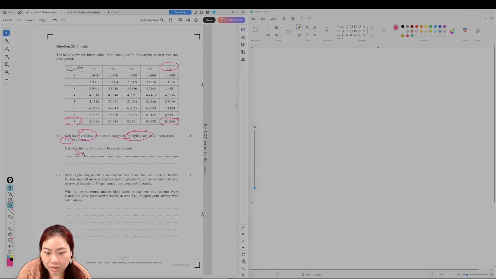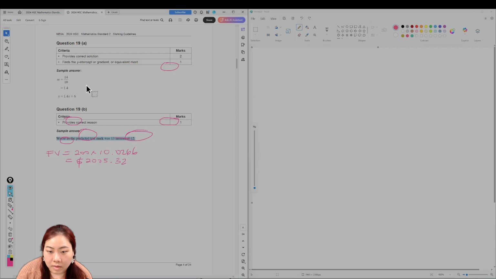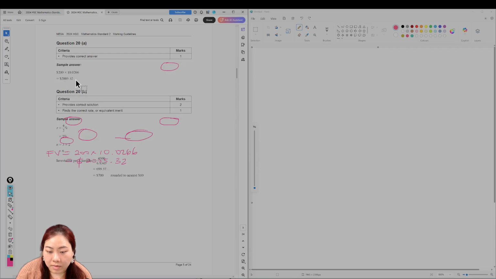That means we do 200 times 10.0266. And then this will be future value equals $200 times 10.0266, which is $2,005.32. Let's see if that was correct. $2,005.32.